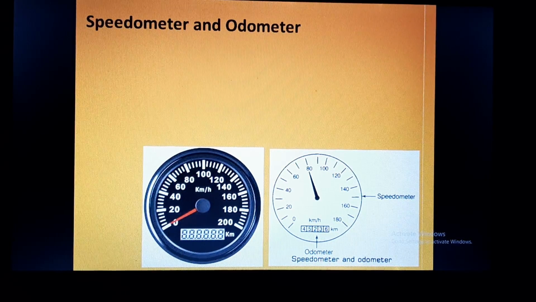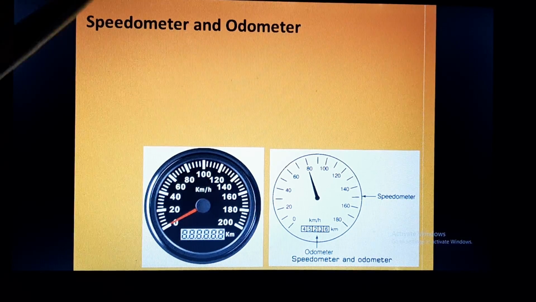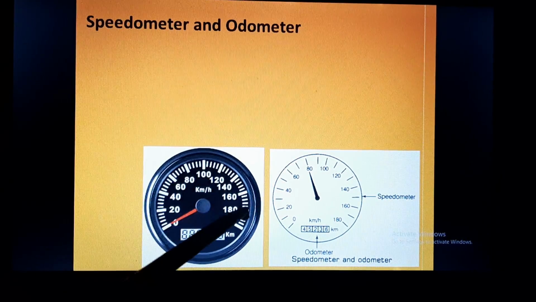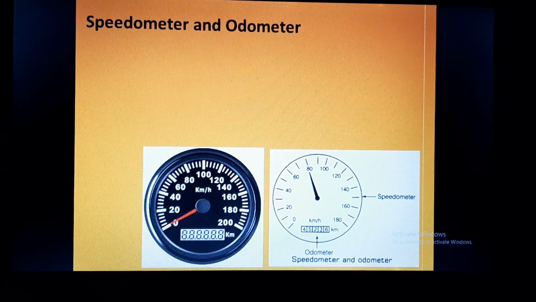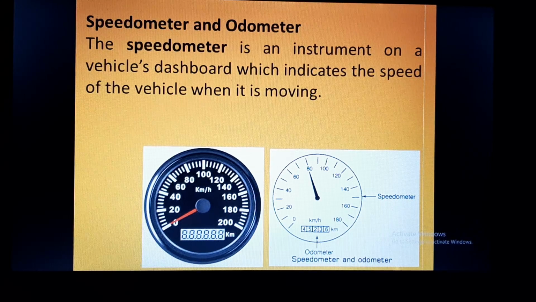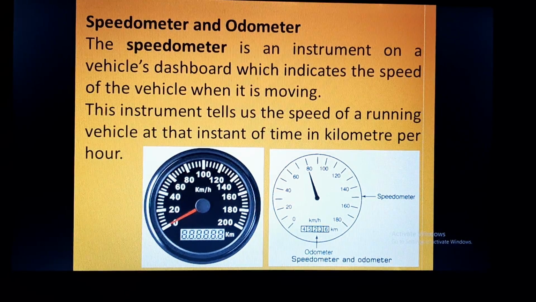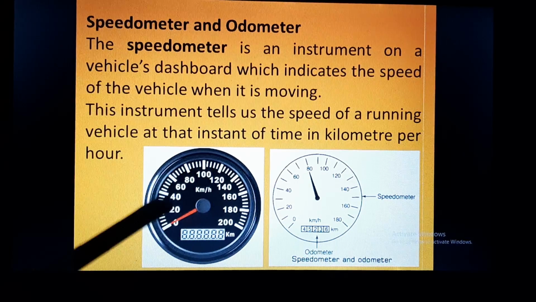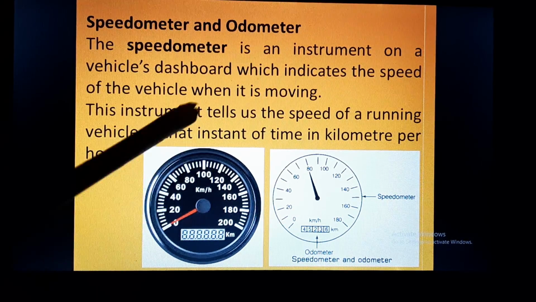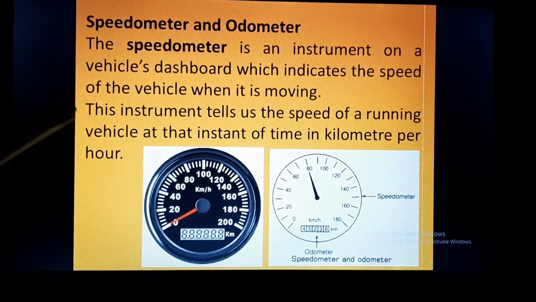Speedometer and odometer are the two devices which are given in the vehicle. At any point of time, the speed of the car or speed of the vehicle can be seen by the speedometer, right? The speedometer is an instrument on a vehicle's dashboard which indicates the speed of the vehicle when it is moving. This instrument tells us the speed of a running vehicle at that instant of time in kilometer per hour. That means the speedometer is not giving you average speed. It is giving you the speed at that instant.